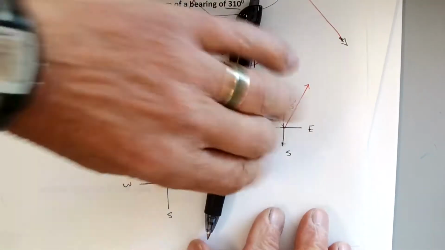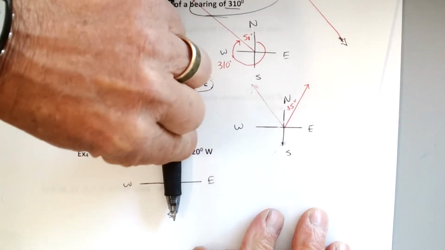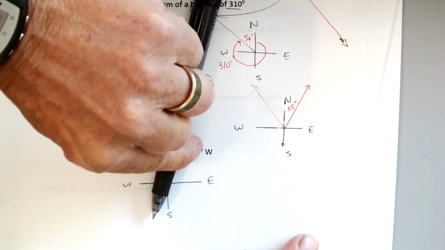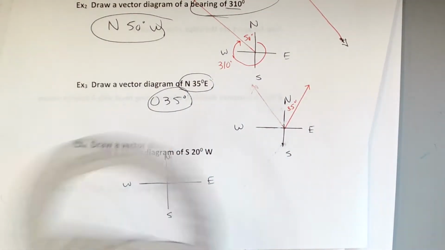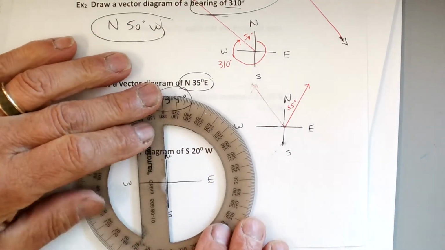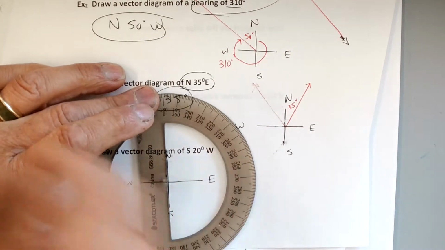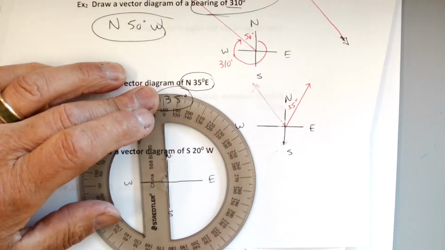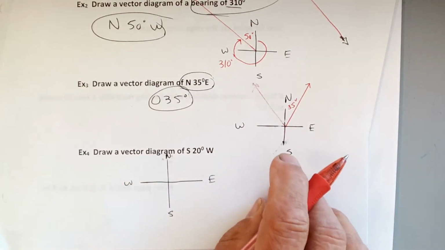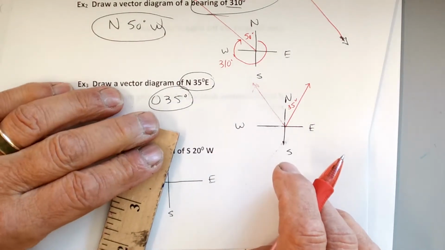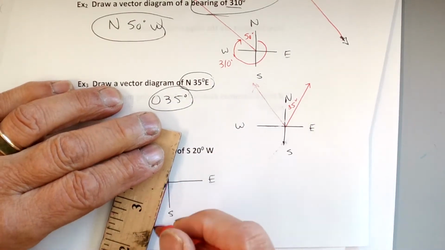Here, I'll see if I can show you. 20 degrees towards the west. See, looking south, I'm going to go 20 degrees towards the west. Okay? All right, so I'm just going to find my protractor and measure 20 degrees. Right about there. Draw that in.